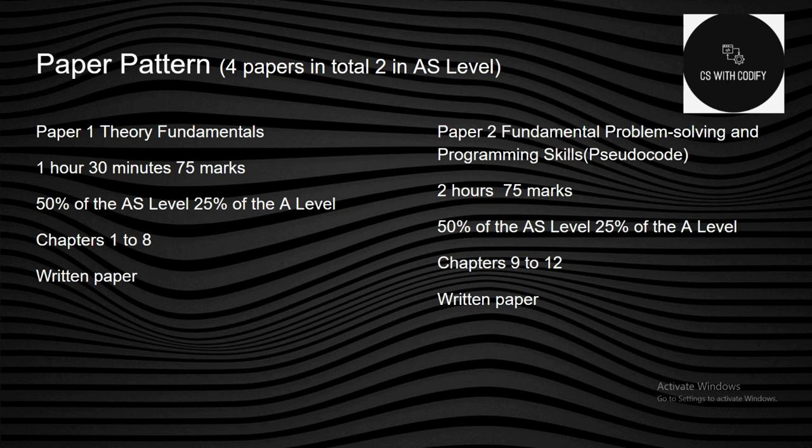Paper 2 is mainly pseudocode and it has 2 hours and it has 75 marks. Same 50% of your AS level grade and 25% of your A level grade are weighted depending on how you score in this exam. Chapters 9 to 12 you would need to learn for this exam. This is a written paper.